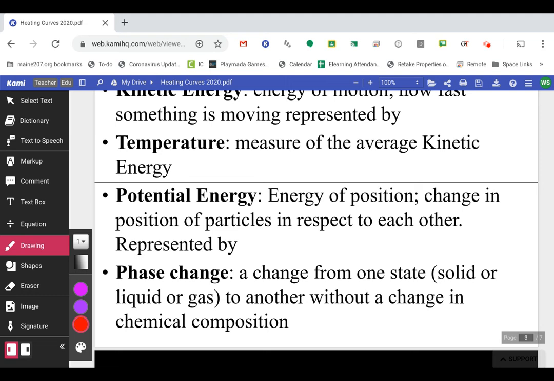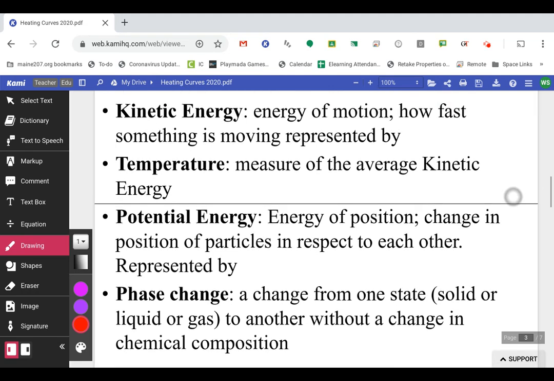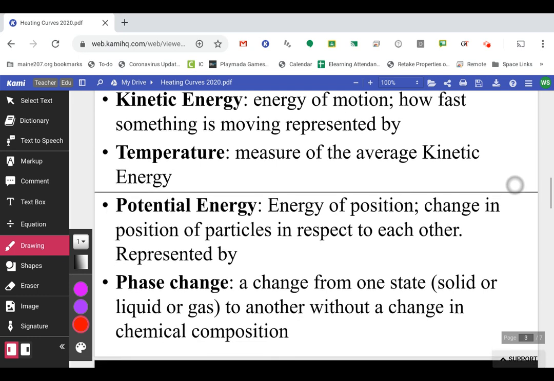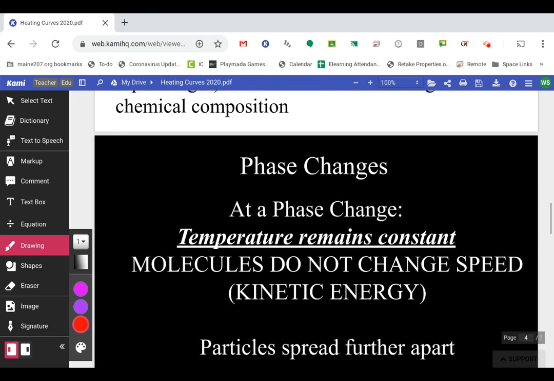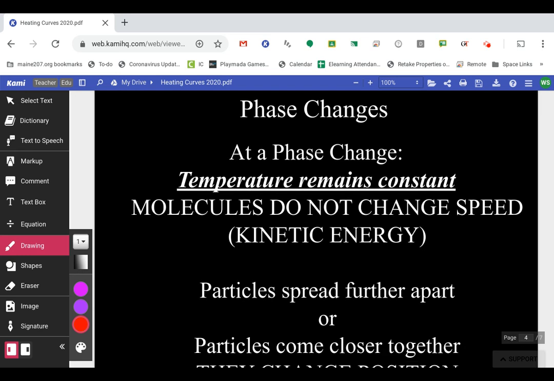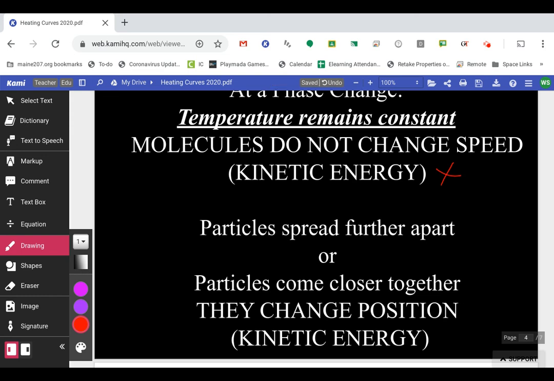Do not confuse heat and temperature. They are two different things. Heat is just energy. Temperature is specifically measuring kinetic energy, how fast things are moving. If you aren't changing the temperature, you're not changing the speed. So at a specific phase change, doesn't matter which one, at any of them, the temperature is always constant. At phase changes, you're not making things move faster or slower. We're not changing the kinetic energy. We are changing the potential energy.